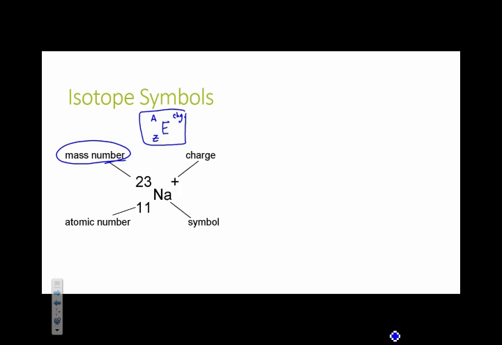So if you're asked to do an isotope symbol, you need to make sure you include the symbol, the atomic number, the mass number, and if the atom is charged, i.e. if it's an ion, then you also need to include the charge. Sometimes the charge will be there and sometimes it won't, depending on whether you have a neutral atom or not.